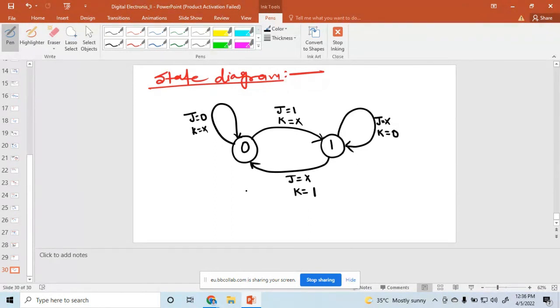So this is how to write the values through the excitation table. Yes. So up to this point, does anyone have any doubts, any queries?